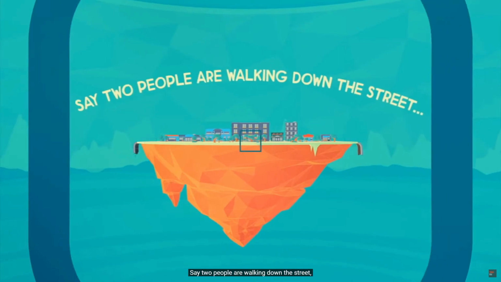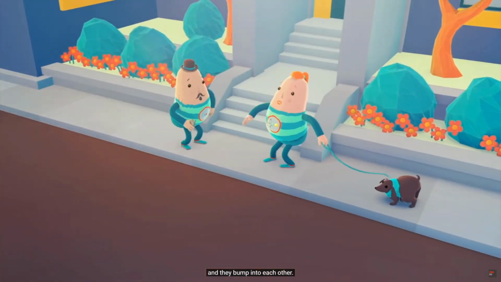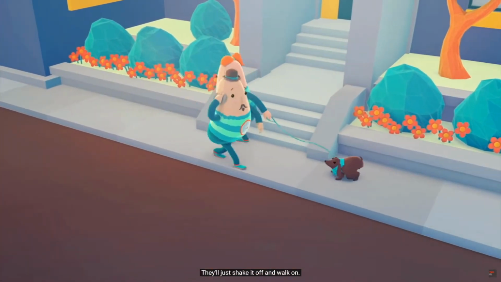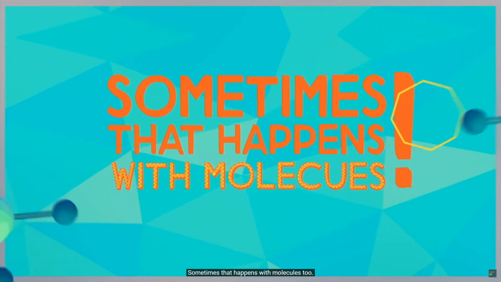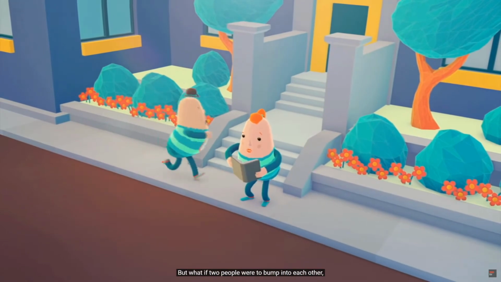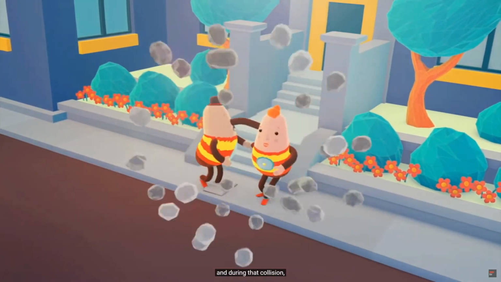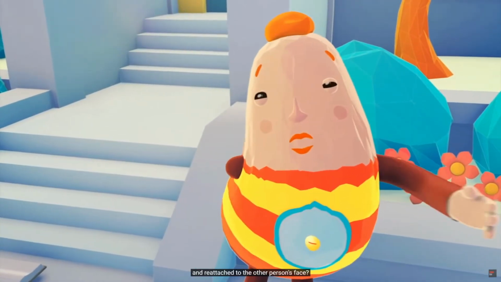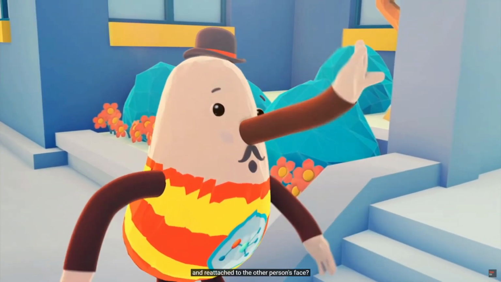Say two people are walking down the street and they bump into each other. They'll just shake it off and walk on. Sometimes that happens with molecules too. They just bounce off each other and that's that. But what if two people were to bump into each other and during that collision, one person's arm got severed and reattached to the other person's face?